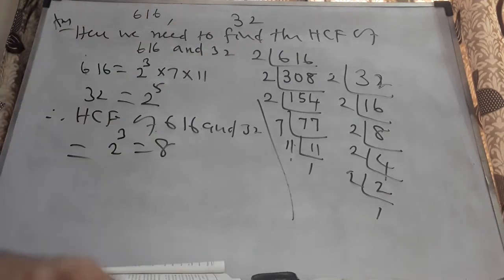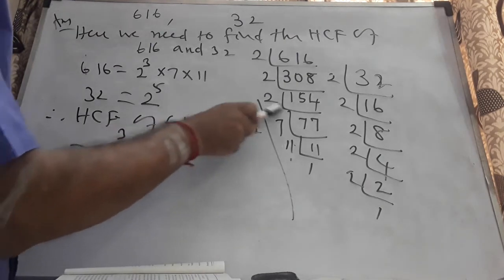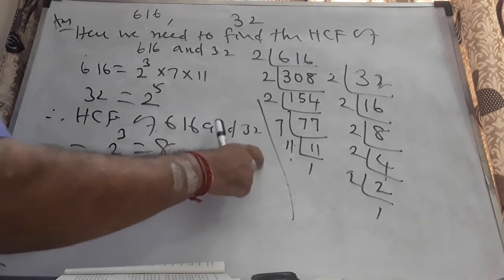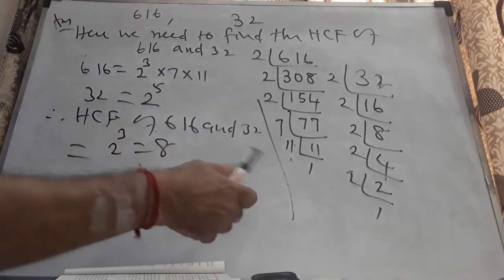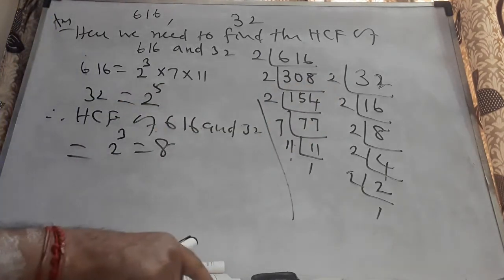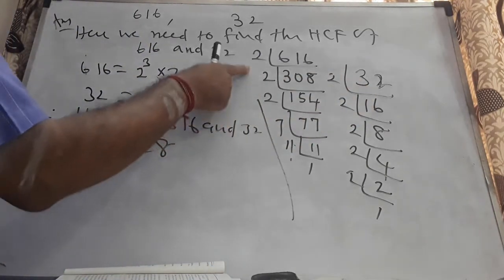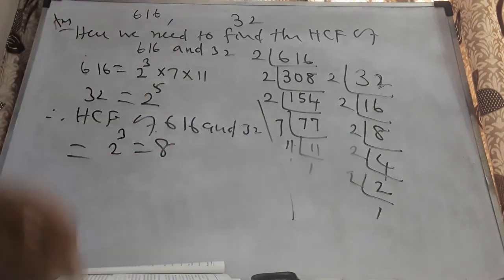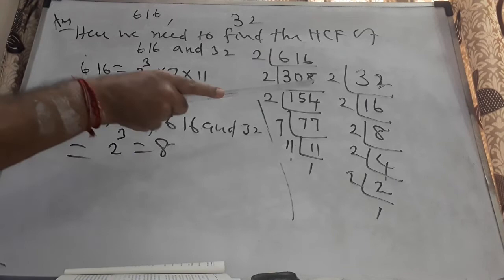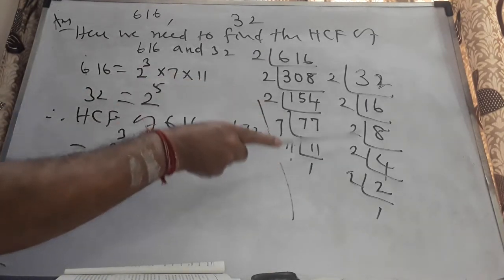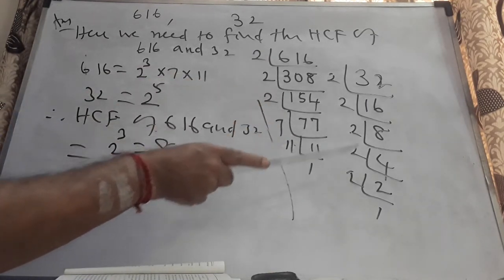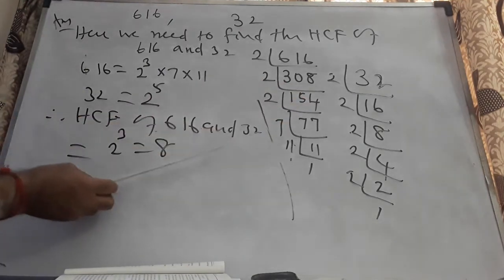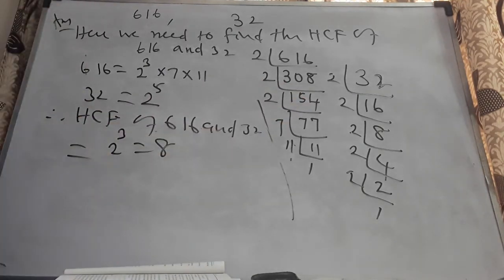You can even divide 616 by 8, which will be 77. The first set of people will be moving in 77 rows, and the second set of people will be moving in 4 rows. 4 8s are 32. Now, the maximum number of columns in which they both march uniformly will be 8 columns.